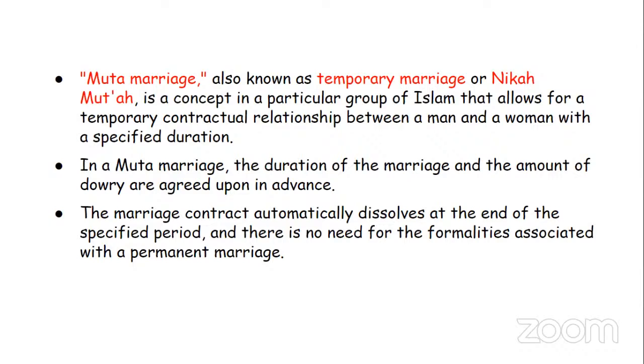In a mutta marriage, the duration of the marriage and the amount of dowry are agreed upon in advance. So in advance, they would decide how many years or how many months the marriage is for, and the amount of dowry. Both are agreed upon in advance. The marriage contract automatically dissolves at the end of the specified period, and there is no need for the formalities associated with a permanent marriage.